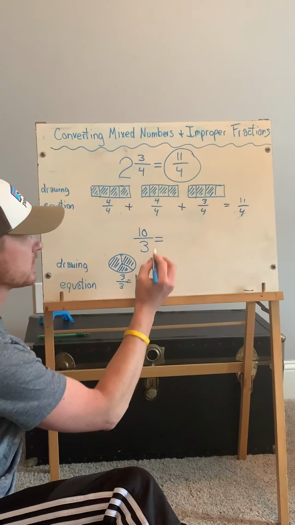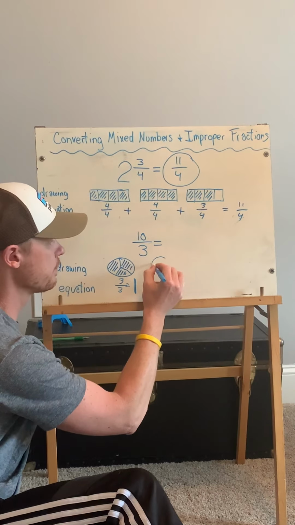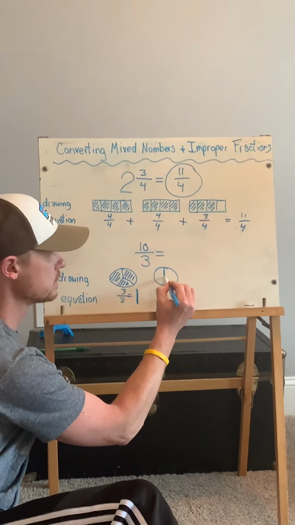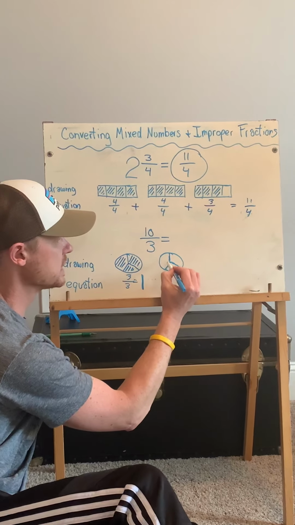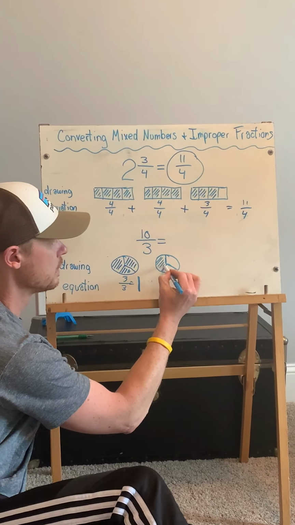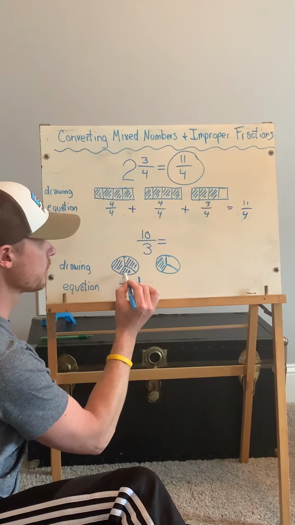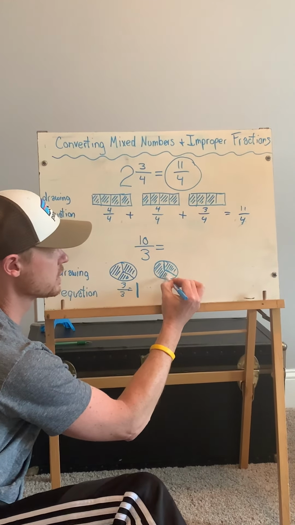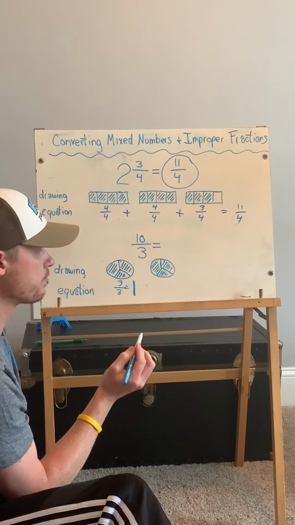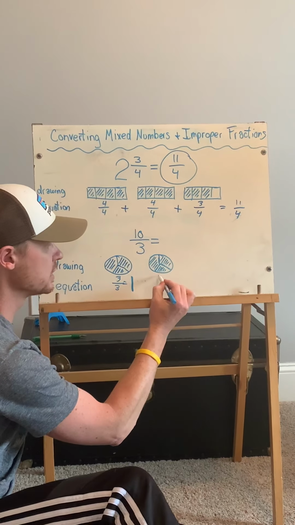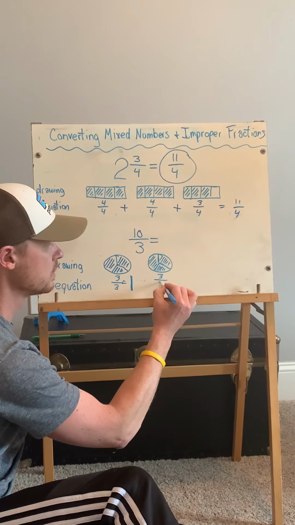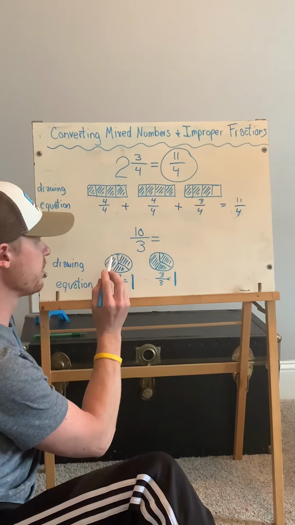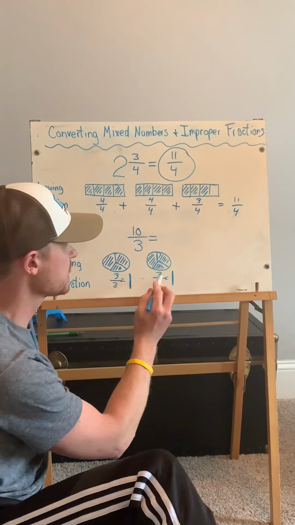Now I don't have 3/3, I have 10/3. So I'm going to draw another 1 whole and break it up into 3 equal pieces. So I have our fun little peace sign. So that's 1/3, 2/3, 3/3. This is 4/3. This is 5/3. And then we have 6/3. Now again, this one picture is 3/3, which we know is 1 whole. So far we have 3/3 and 3/3 is 6/3.